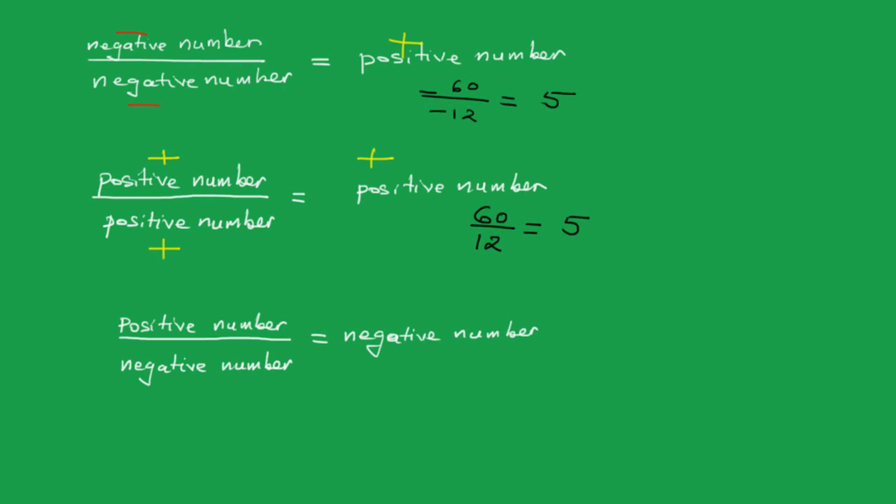And lastly, if one is positive and the other one is negative, so we have a negative number and a positive number, and it doesn't matter if the positive number is on the bottom and the negative number is on top, it's exactly the same. So we have positive times negative, which is negative. And as an example, we have 60 divided by negative 12 is equal to negative 5.